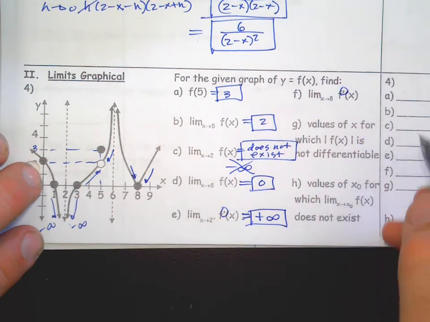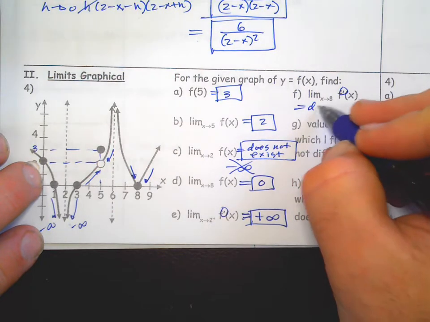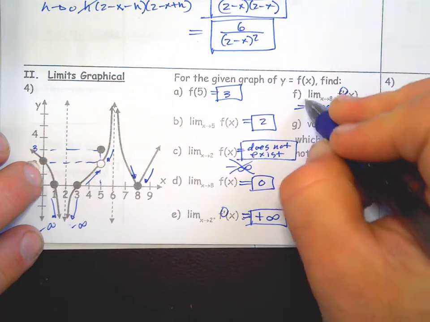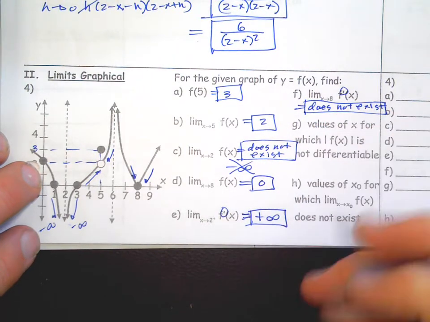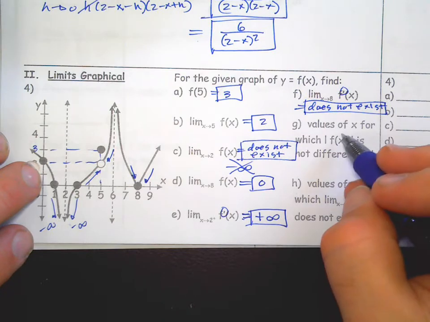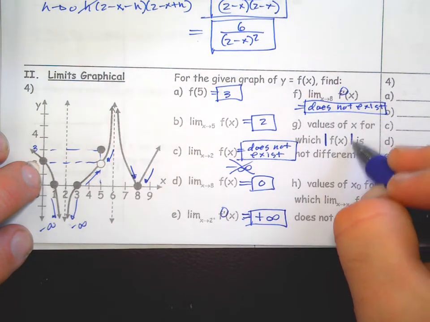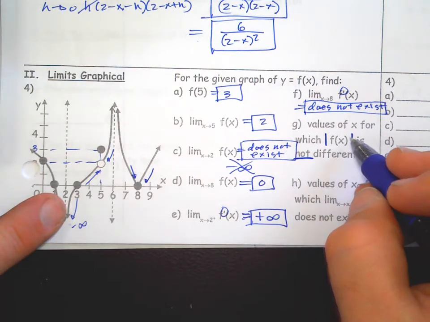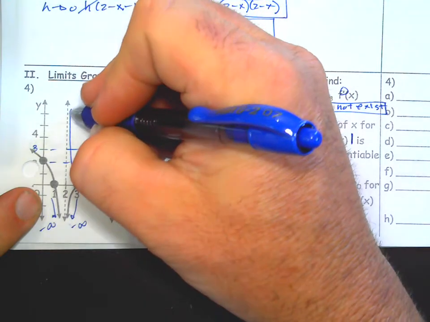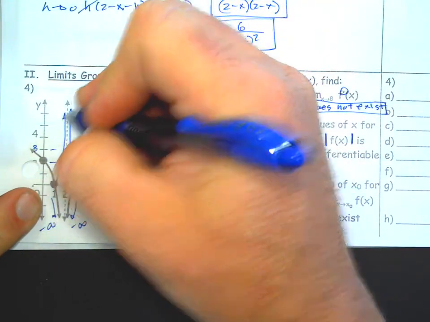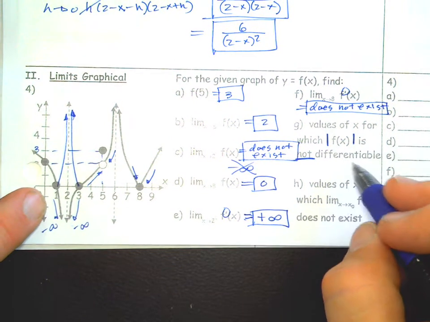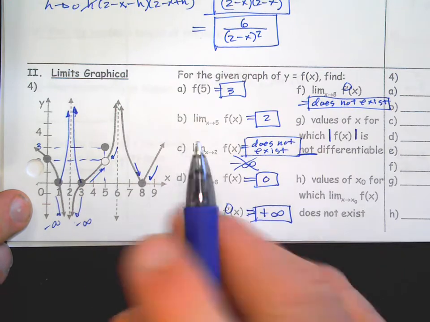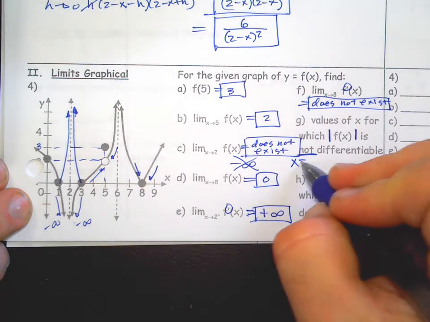Okay, as we approach 8, we're going to say does not exist because the two sides do not agree. Very clearly, one's negative, one's positive, so they don't agree. But even the numbers are probably different. Values of x where the absolute value of f of x is not differentiable. Now, maybe we should sketch that graph. Absolute value would flip the negative parts up, right? And then the positive parts would stay where they are. Not differentiable means not continuous. So any jumps or holes or vertical asymptotes are going to be on that list. So, we could put those on there.